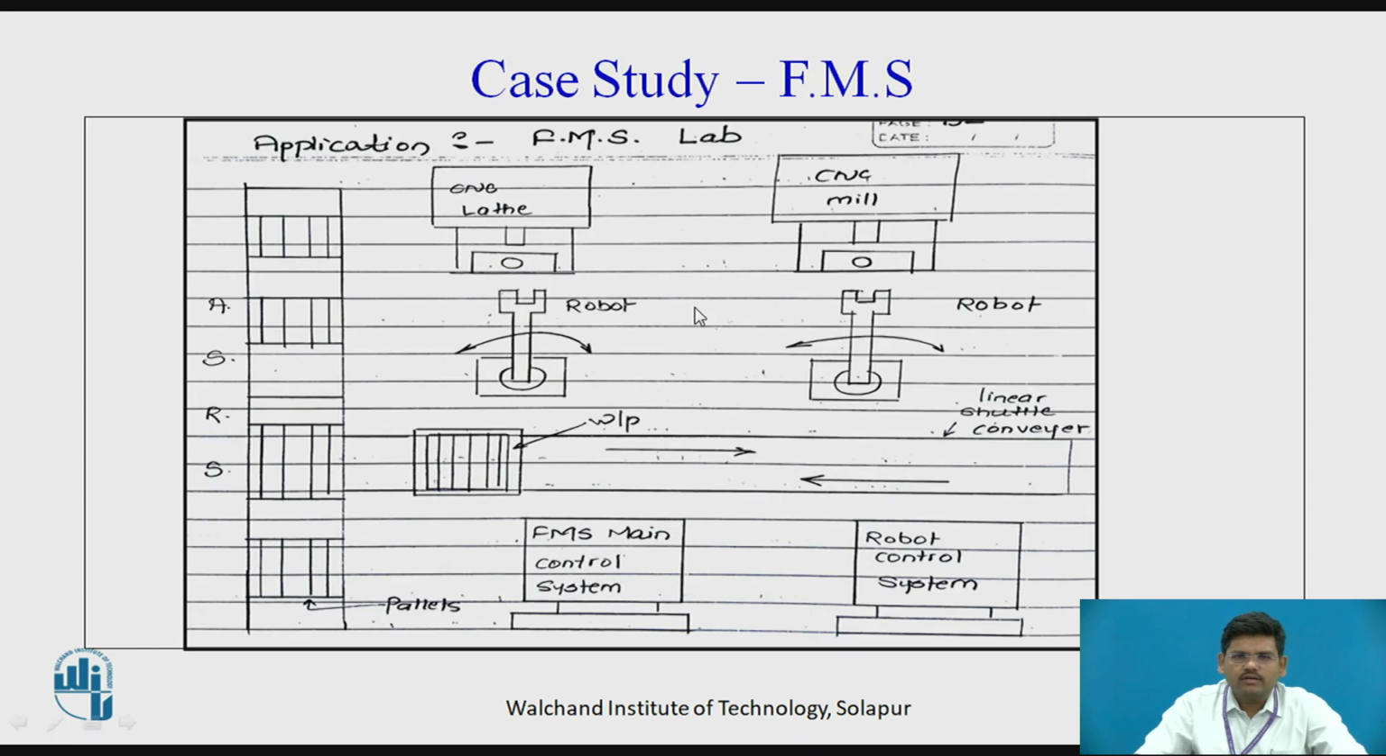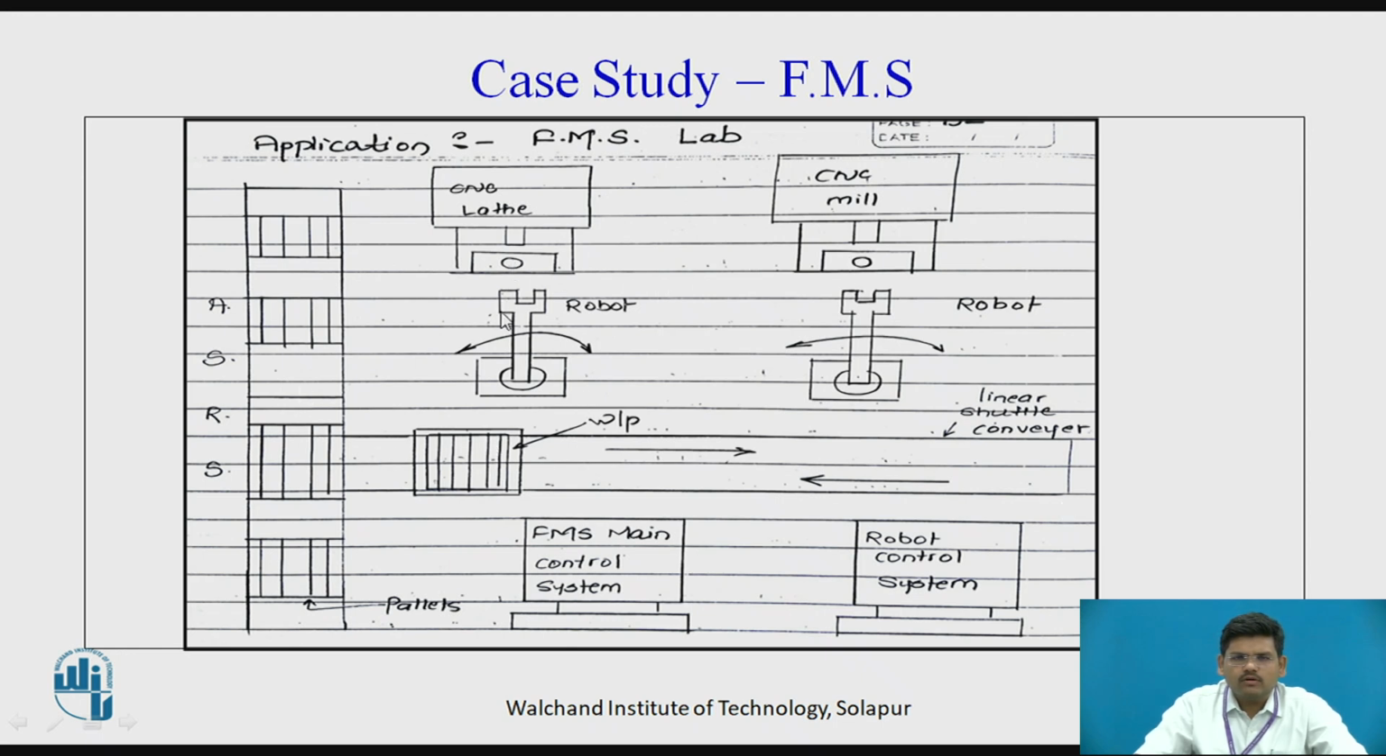Then here you have a case study. This is the ASRS, that is automatic storage and retrieval system. Here we have a CNC machine, here we have a CNC mill machine. This is the conveyor. This is the control system for controlling the whole system. This is the control system for controlling the robotic arm over here. So this is one of the typical arrangements where you see a conveyor belt for transferring the job from the ASRS to first machine to second machine.